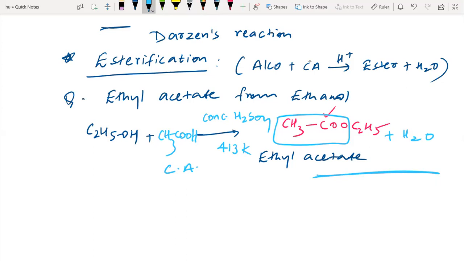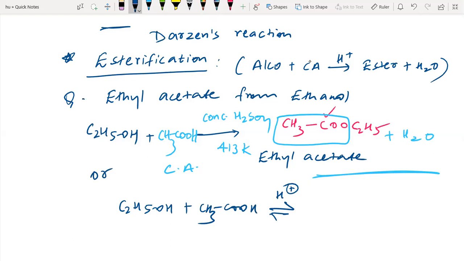That's why if you see in the book, most of the time it is shown like this, acetic acid and alcohol, and for the sulfuric acid they have given H plus. It is one and the same thing, you can write the reaction as given above or this, CH3COOC2H5 plus water. Both reactions will do.